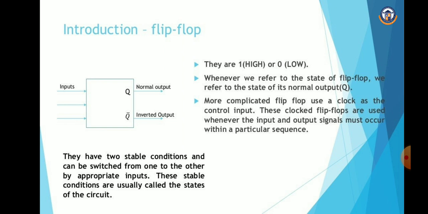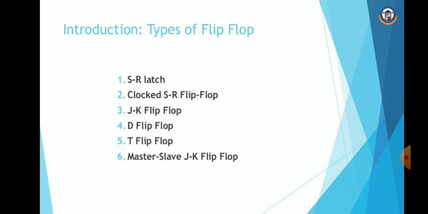In these more complicated flip-flops, we use the clock as a control input. These clocked flip-flops are used whenever the input and output signals must occur within a particular sequence. They have two stable conditions and can be switched from one to the other by appropriate inputs, and these stable conditions are usually called states of the circuit. These are the types of flip-flop: latch, SR latch, clocked SR flip-flop, JK flip-flop, D flip-flop, T flip-flop, master slave JK flip-flop. We should know the difference between the latch and flip-flop.